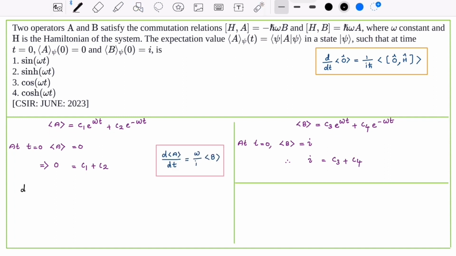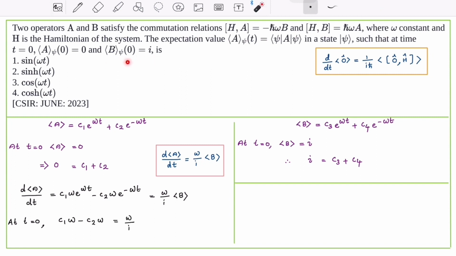Now take the derivative: d/dt of the expectation value of A is C1 ω e^(ωt) minus C2 ω e^(−ωt). From the previous section, we know that the value of dA/dt is ω/i times the expectation value of B. Now let us compare these two equations. At t = 0, we have C1 ω minus C2 ω is equal to ω/i times the expectation value of B at t = 0, which is i. From this we get the expression C1 minus C2 is equal to 1.